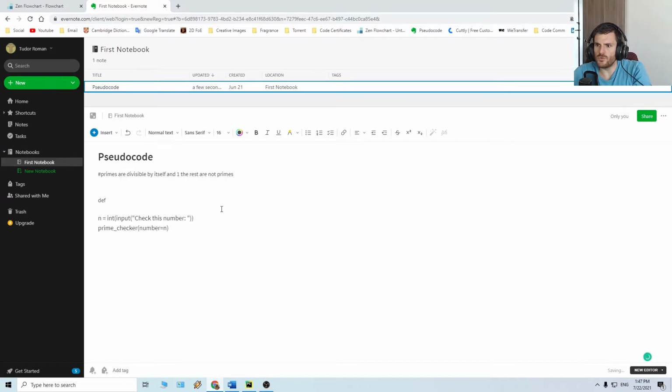Okay, we have to use def prime checker. We see down here that we have to use the function prime checker. We have the argument number, which is the input of the number. Inside here we have to check for numbers in the range of the input, meaning that it's in a for x in range of numbers loop.